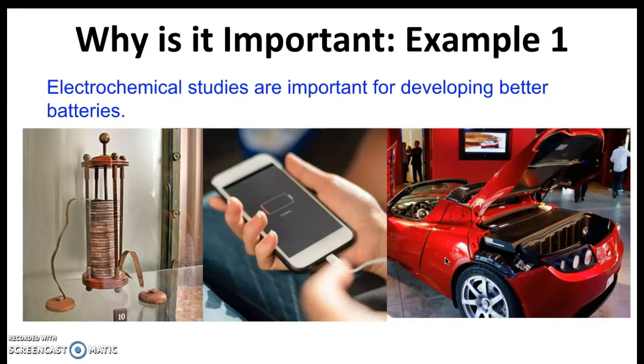Okay, before we go any further, sorry about that, we want to talk about why it's important real quick, because why are we studying this in the first place? Electrochemical studies are important for developing better batteries. Here we have on the left one of the oldest or first batteries that were ever built and constructed. These batteries weren't very powerful, they weren't very safe, and they weren't rechargeable in the way that we recharge our batteries today. So as a result, scientists have studied ways to make better batteries, and so now you have batteries that are portable and can fit into your phone and can be recharged, and you have these very powerful batteries that can be used to power a car like this Tesla car here.